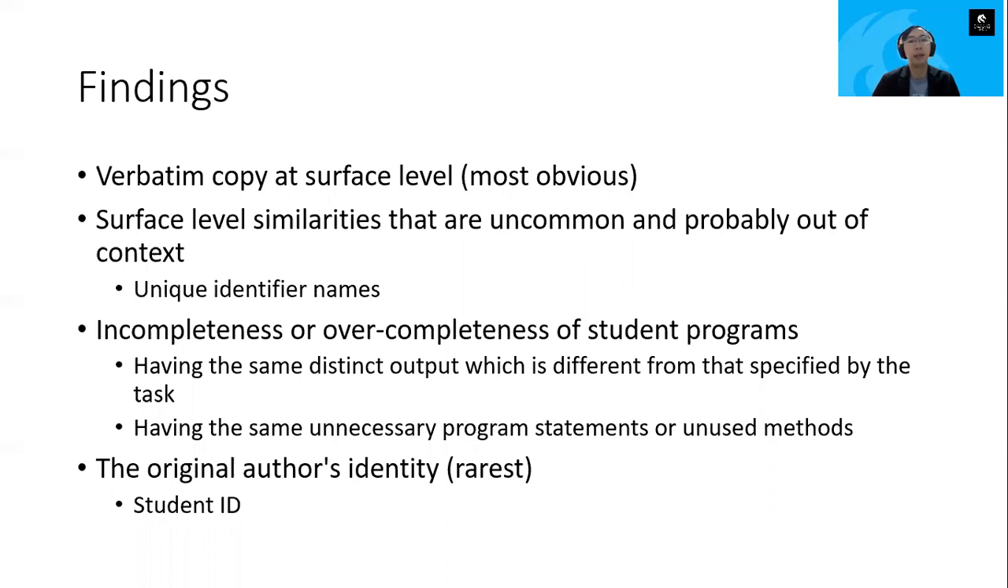Second, surface level similarities that are uncommon and probably out of context, like unique identifier names. Third, incompleteness or over-completeness of student programs, like having the same distinct output which is different from that specified by the task, or having the same unnecessary program statements or unused methods. The last one, which is the rarest, is the original author's identity, like student ID. So few students forgot to change the ID to theirs.